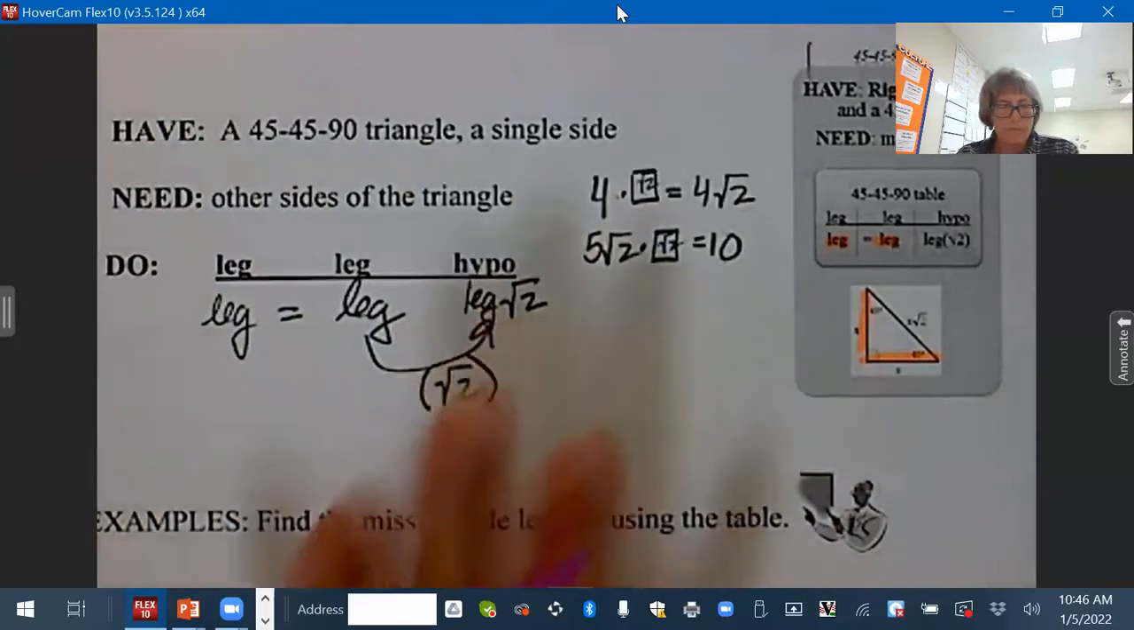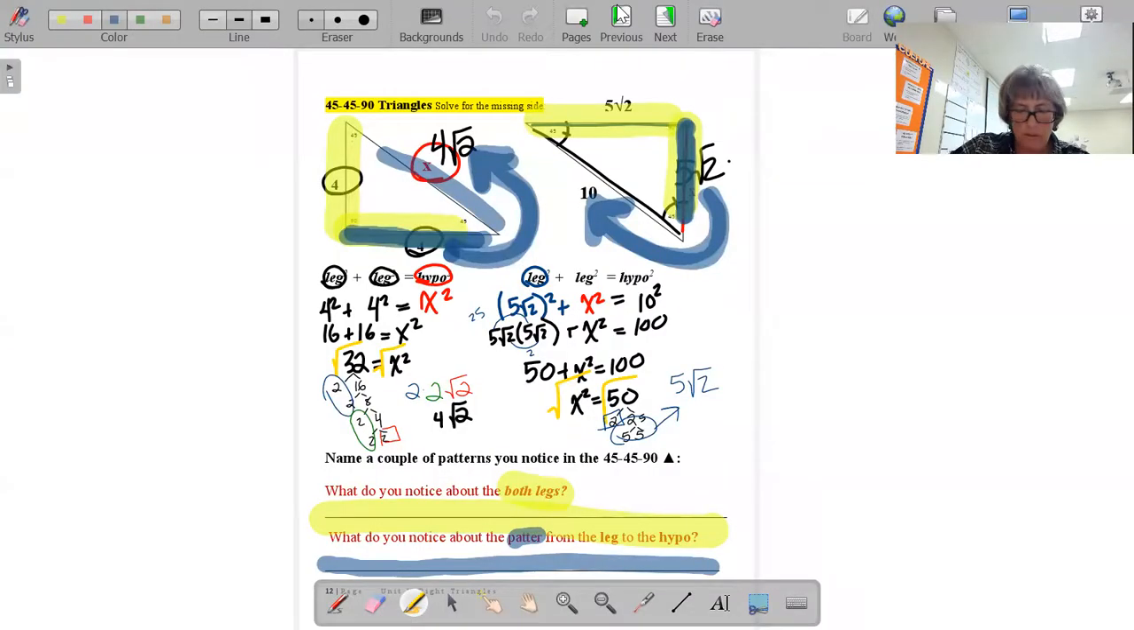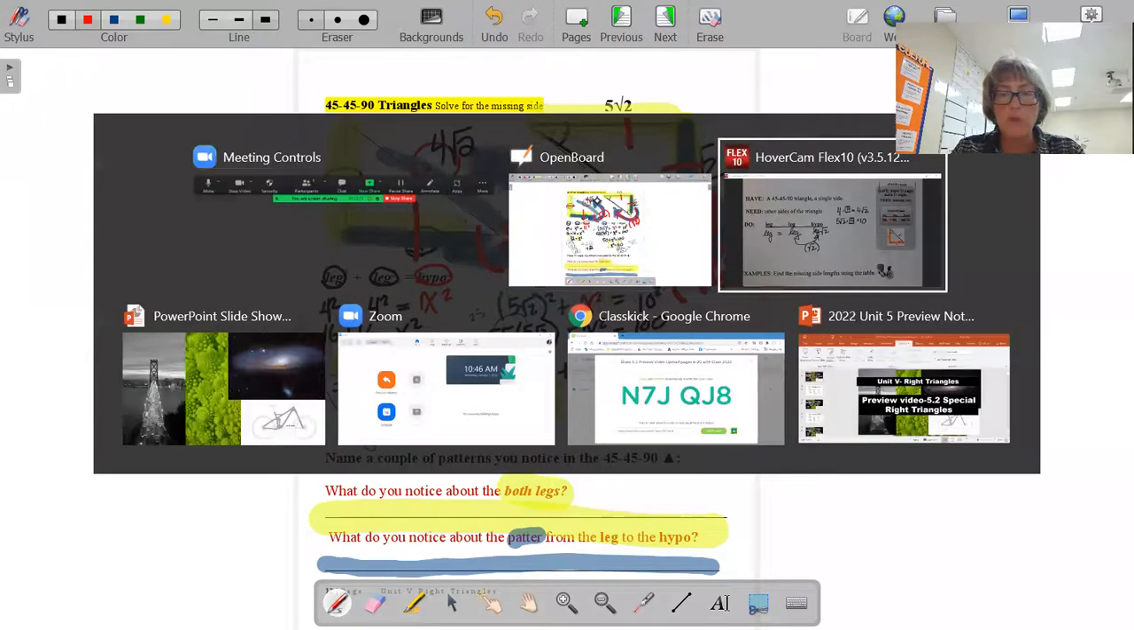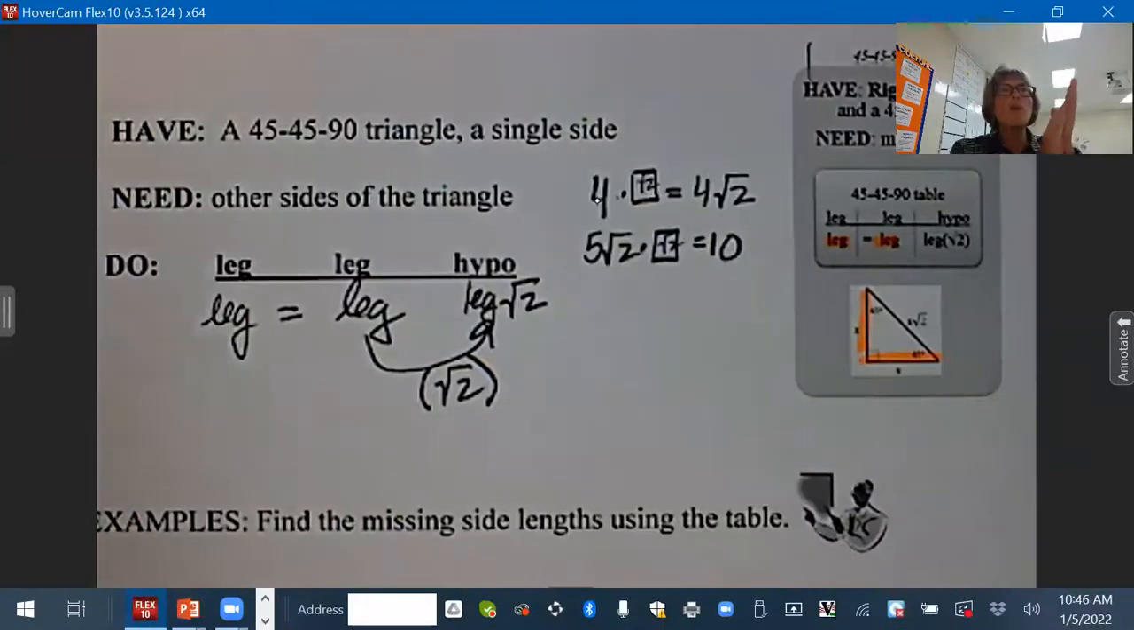That's the pattern. The first pattern is that the legs are always equal in a 45, 45, 90. And the hypo is whatever the leg is times root 2. So 4 times root 2 gave us 4 root 2. 5 root 2 times root 2 gives us 10. So the pattern is this, folks. Ready? 45, 45, 90, leg, leg, leg root 2.